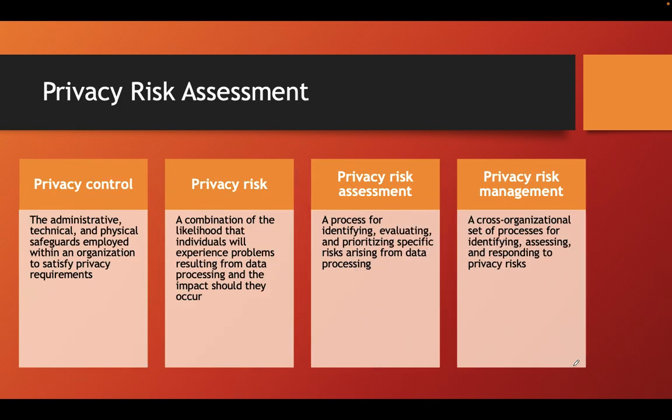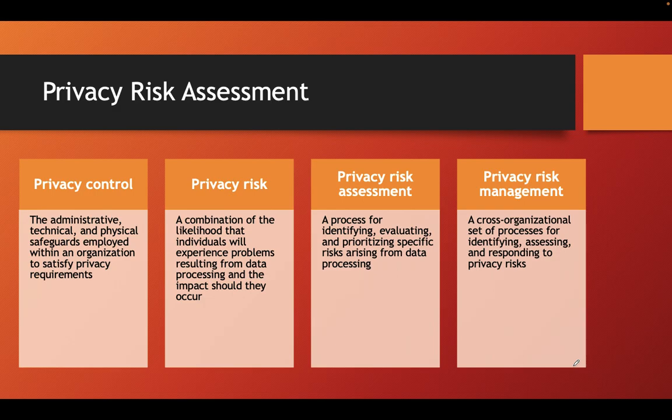Now let's take a look at the privacy control, which is the sixth element of the privacy risk assessment. The privacy control looks at the administrative, technical, and physical safeguards employed by the organization or by the individual to satisfy privacy requirements. The seventh element of privacy risk assessment is the privacy risk itself.